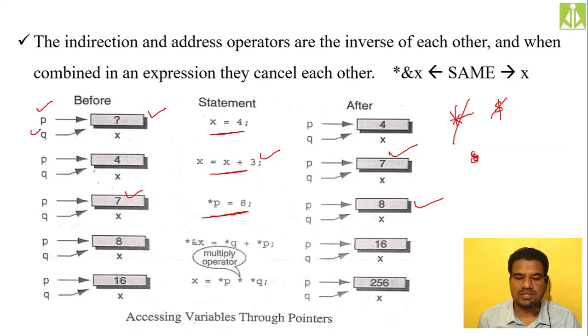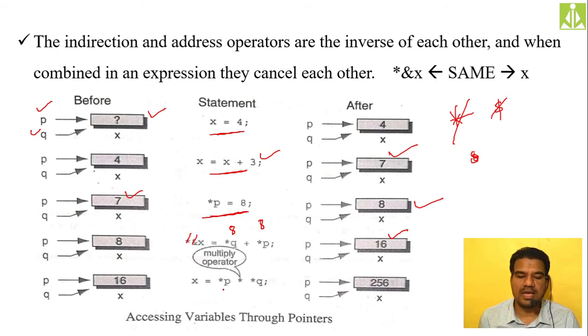Okay, so this is x = *q + *p, we are saying. So *p means this value only, indirecting the q address. So you will get 8 here. Indirecting the p address, that is 8 only. 8 plus 8, so inside x we are storing 16. So your memory location will hold 16 now.